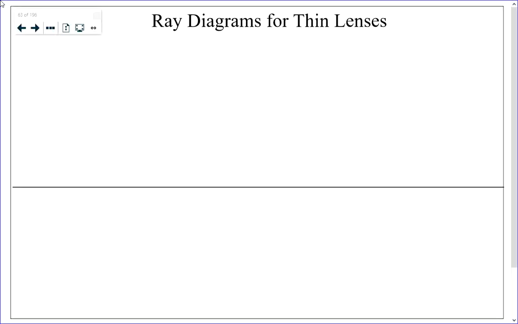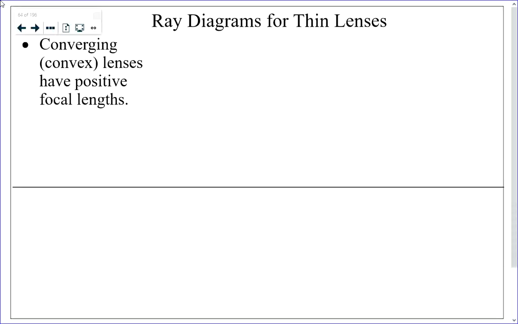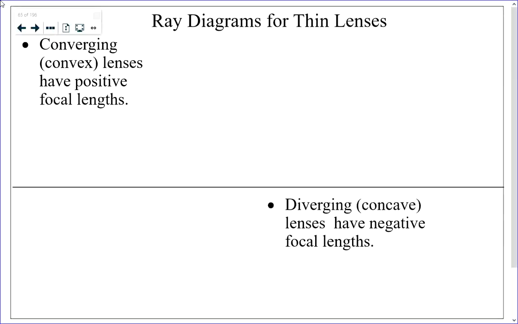I'm going to go through the ray diagrams for thin lenses, which work on the principle of refraction. Very similar idea to what we talked about with mirrors. Converging lenses, which we can loosely call convex, but they should be called converging, have positive focal lengths, whereas diverging lenses have negative focal lengths.